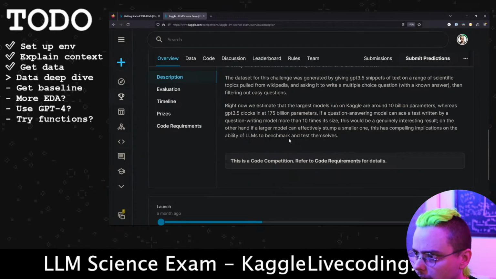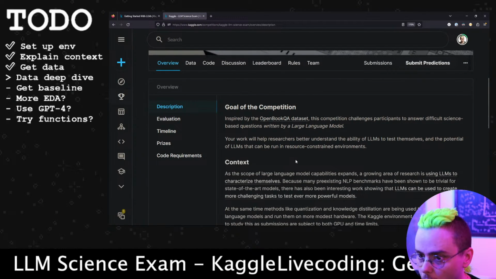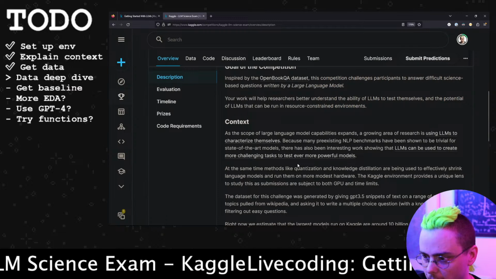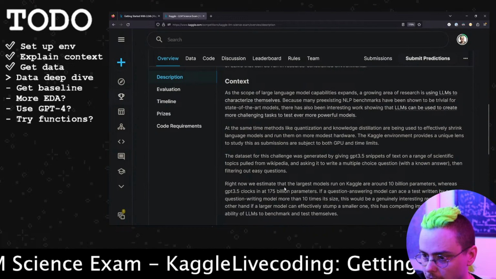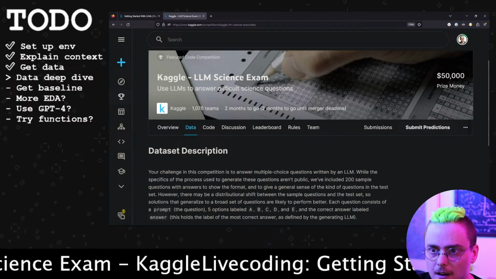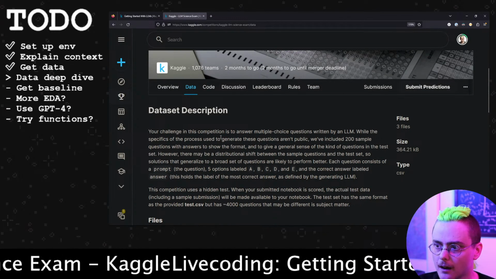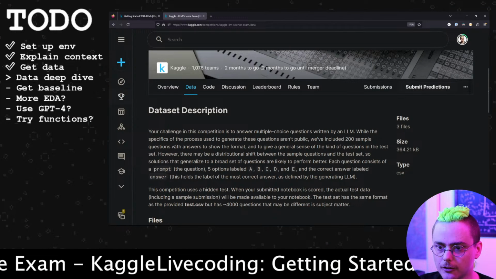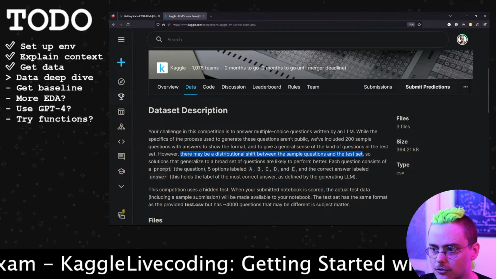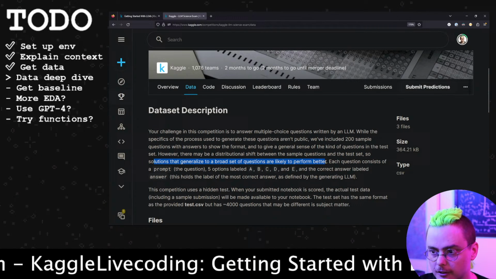They talk about how you'll be evaluated. So the goal is to answer difficult science-based questions written by a large language model. So it's not like we're going to get human-written questions that are super different. They mention the data section. This is where they talk about it. They've included 200 sample questions with answers to show the format and to give a general sense of the kinds of questions in the test set. However, there may be distributional shift between the sample questions and the test set. So solutions that generalize to a broad set of questions are likely to perform better.